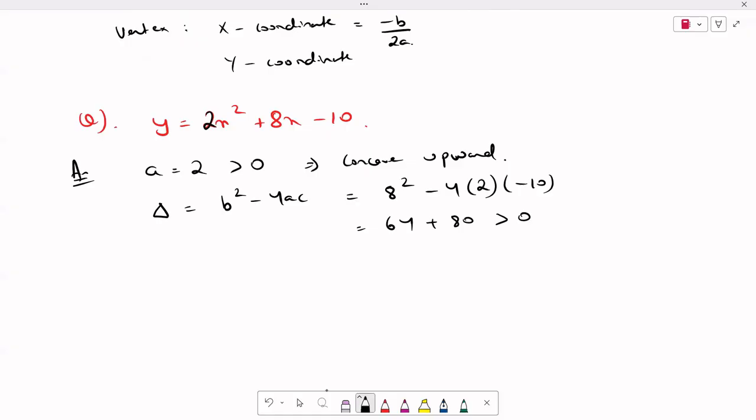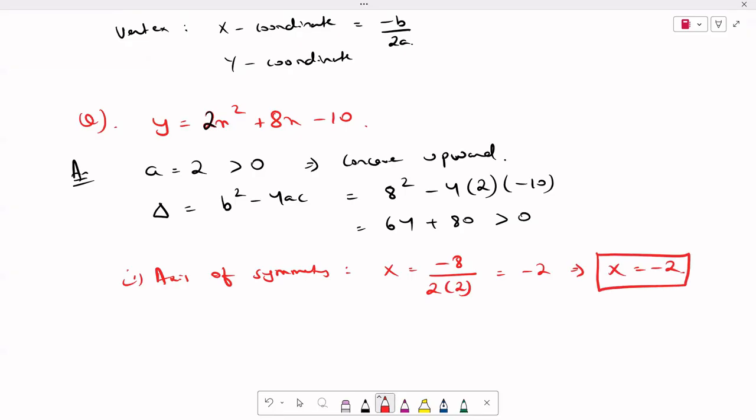Now that this point has been established, I can say that the axis of symmetry will have the equation x = −b/2a. Here, −b is −8, upon 2 times 2, which is −2. So x = −2. That's the equation for the axis of symmetry.